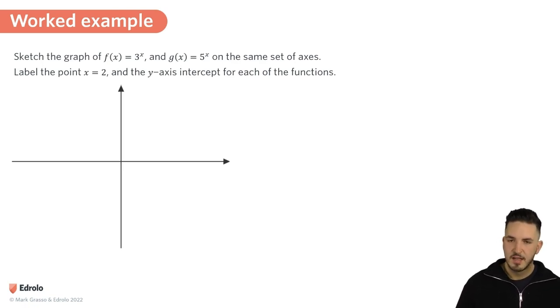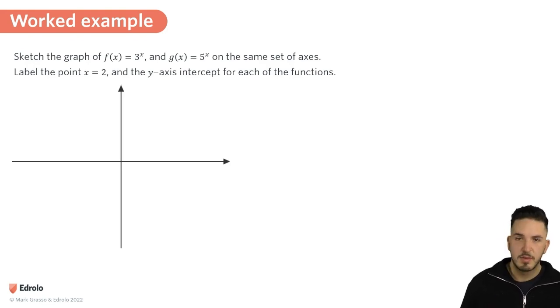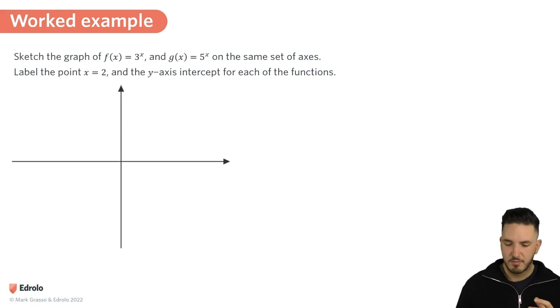What we can see that's common between these two functions is we have growth. The reason we can see we have growth is because we have 3 to the x, and 3 is bigger than 1, and 5 to the x, where 5 is also bigger than 1. So the general shape of these graphs will be fairly similar, but what is the impact of the 3 and 5 on these particular graphs?